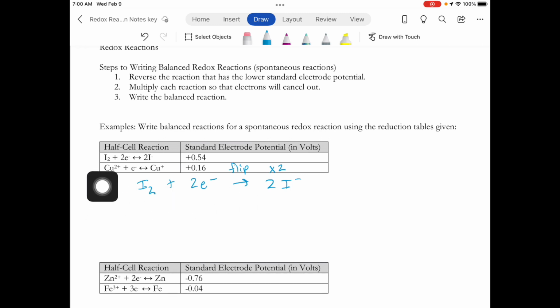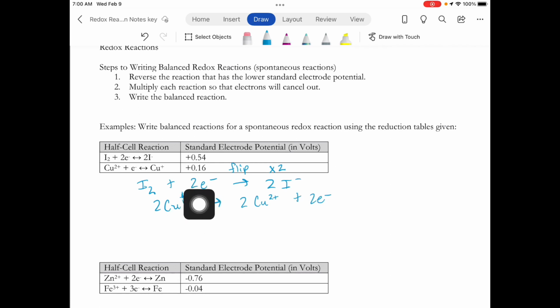And then this reaction we have to flip and multiply it by 2. Flipping it means whatever is on the right-hand side will now be on the left-hand side. But we need to times it by 2, so we're going to have 2 of those Cu+. And do make sure you pay attention if it has a charge or not, because those are important. And then we'll do the arrow, and then these 2 that are on the left-hand side will now be on the right. So we'll need 2 of those Cu2+, and we'll have 2 electrons.